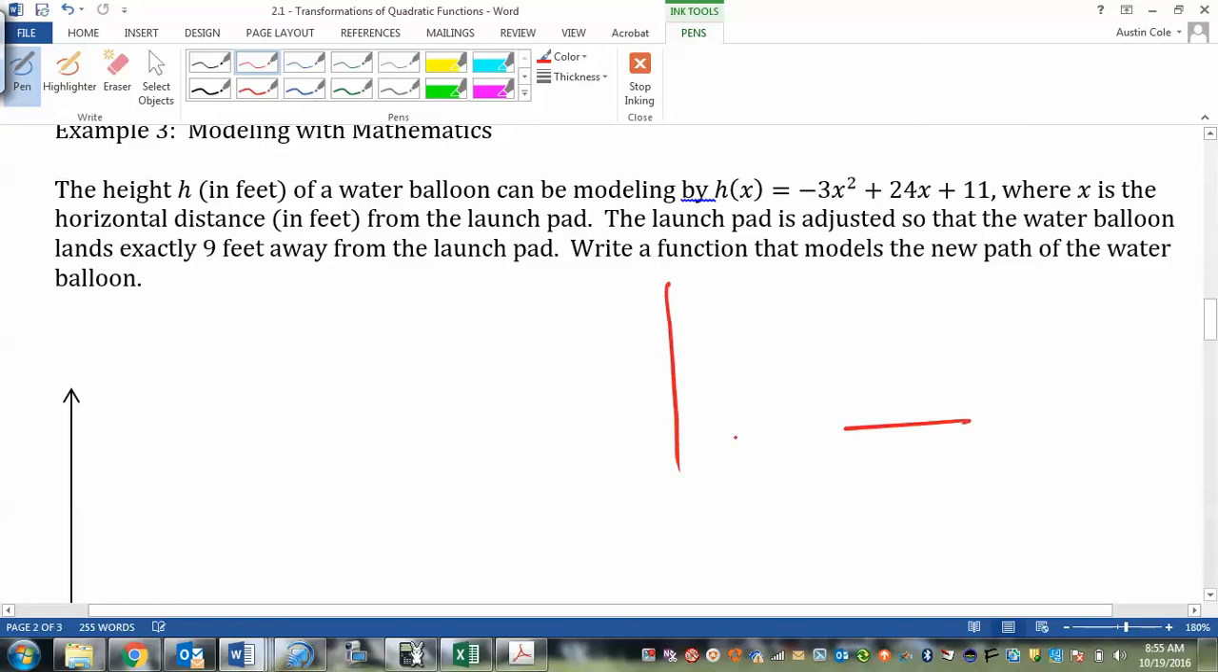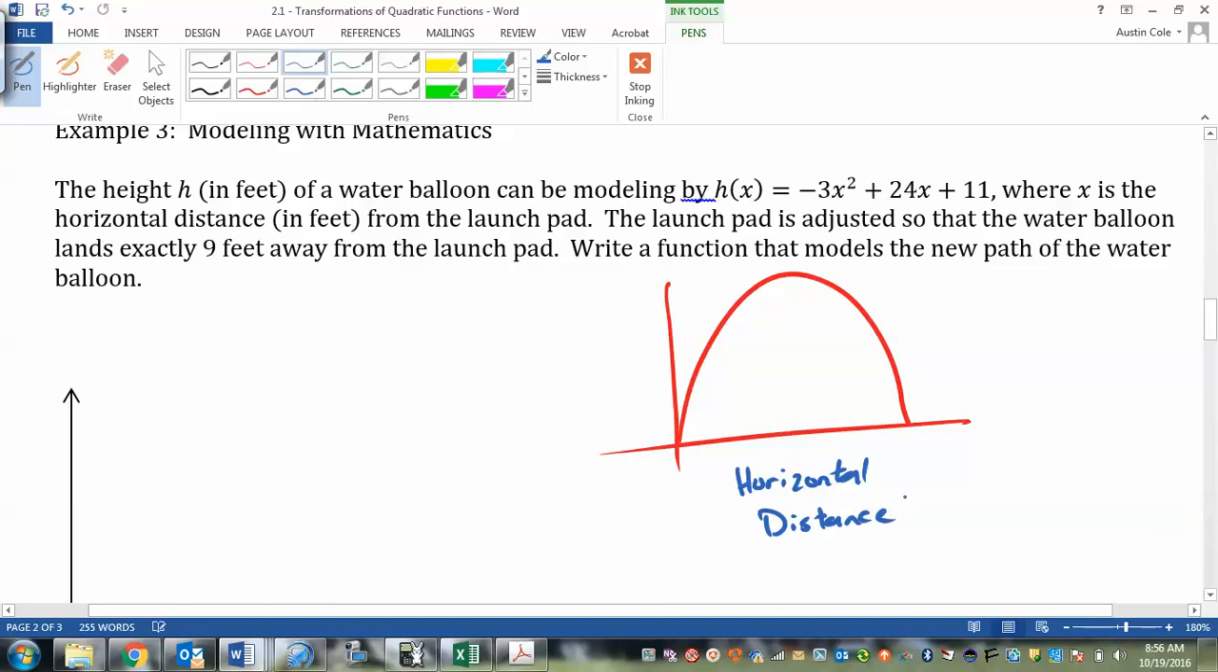Okay, so here's what we're getting at. If I were to launch a balloon in the air, it's going to go like that. It's going to launch up, gravity is going to be inflicting force upon it, and it's going to get to the top, and eventually it's going to come back down. Now here's what we need to understand. Our x value represents our horizontal distance.